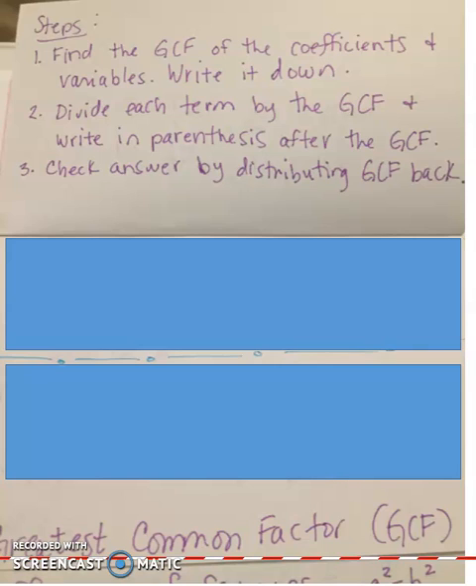So when you open up the first tab for greatest common factor, or GCF, I've got some steps here for you. Go ahead and start writing those down. Pause the video at this point so that you can do so. The steps are to find the GCF, the coefficients and the variables, and write it down first. Step 2 is to divide each term by that GCF and write this in parentheses after the GCF. Step 3 is to check your answer by distributing your GCF back in, just to make sure you have the correct answer.